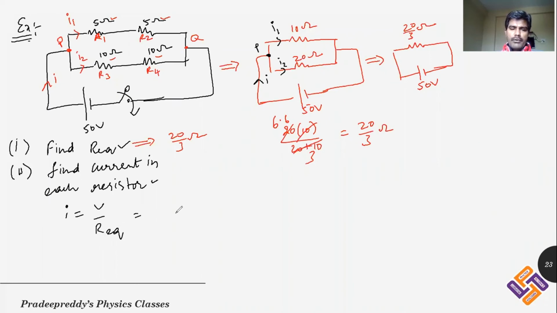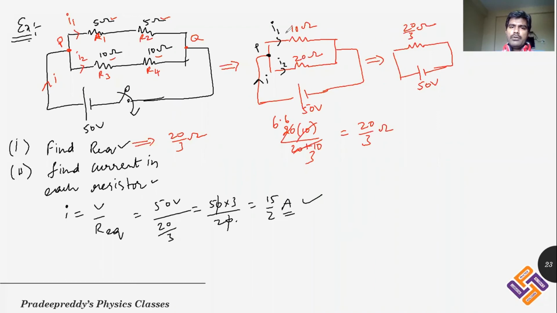What is the voltage provided here? 50 volt divided by the equivalent resistance, 20 divided by 3. This is equal to 50 into 3 divided by 20. This and this will be cancelled. That is 5 times 3 is 15 by 2 ampere. This is the current in the circuit. So the effective current in the circuit is 15 by 2 ampere. That is the current I.